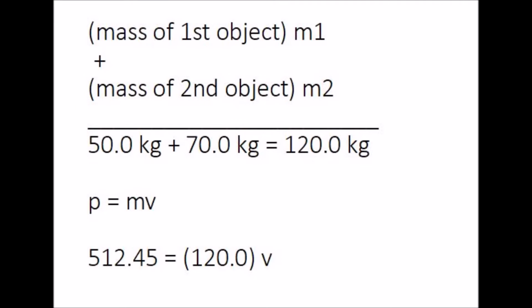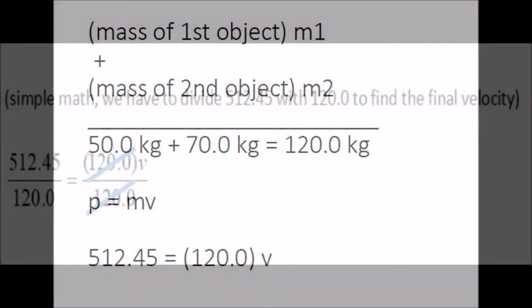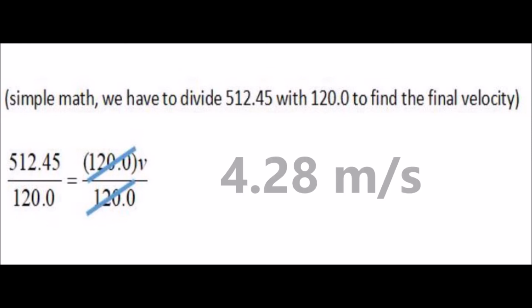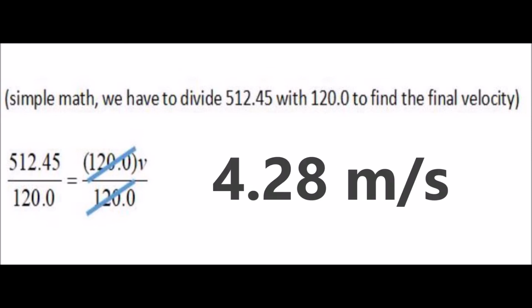The mass of the first object plus the mass of the second object will be equal to 120.0 kg. And now we have momentum equals mass times velocity. Simple math, we have to divide 512.45 by 120.0 to find the final velocity. And after solving this, we get the final velocity of both objects, which is 4.28 meters per second.